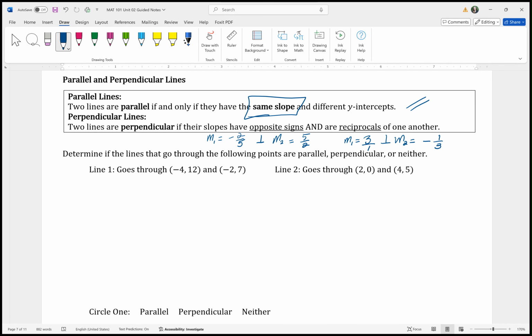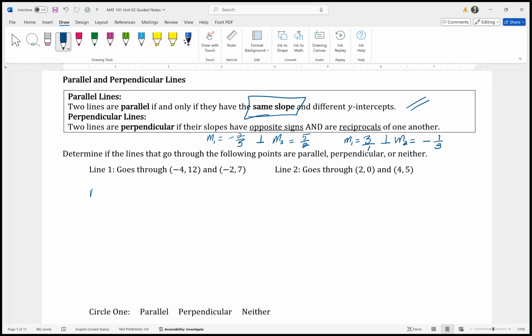All right, so you've got two examples here. Determine if the lines that go through the following points are parallel, perpendicular, or neither. Okay, so first you've got to know what the slopes are. So we've got line 1 and line 2. We're going to use the slope formula on both of these, determine the slopes, and then we can compare them and determine whether this is parallel, perpendicular, or neither.